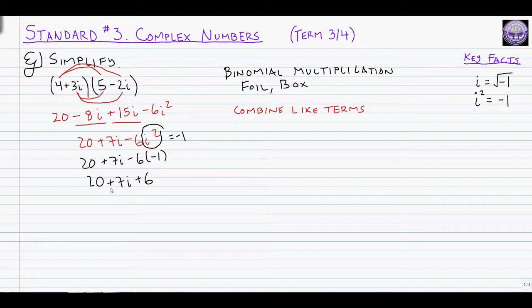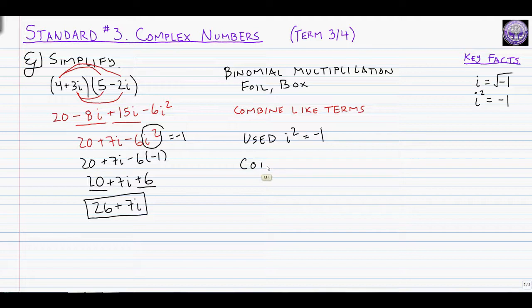And then, of course, what does that do? Well, we combine like terms again. 20 plus 6, 26 plus 7i. And there is the product of those two binomials. Well, they are binomials, but those two complex numbers. So first we used whatever binomial multiplication trick we liked. Then we combined like terms. Then we used one of those key facts. We used that i squared equals negative 1. And then once again we combine like terms.